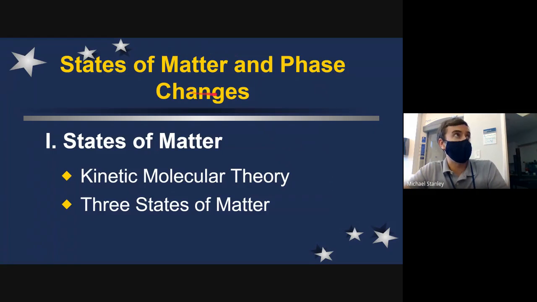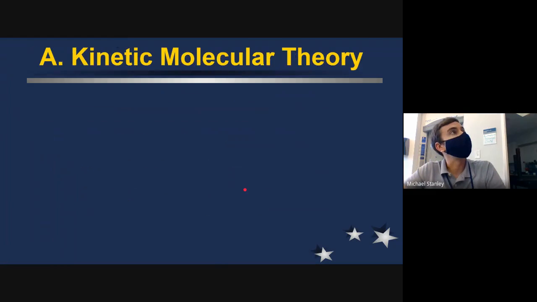When we're talking about matter, which is just a fancy science way of saying stuff, things that are out there, particles, molecules out there in the universe, it is all matter. Before we get into the differences between solids, liquids, and gases, we first have to talk a little bit about what's happening down at the super tiny molecular level. We can do that with something called the kinetic molecular theory.